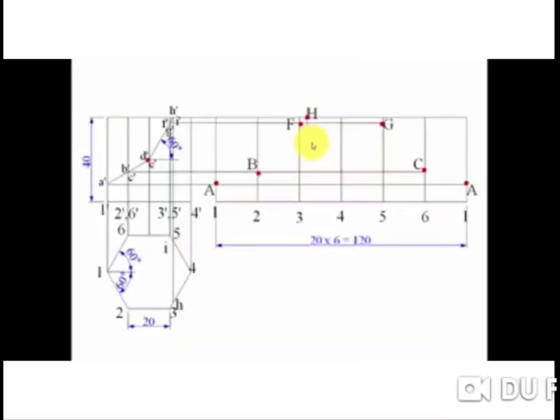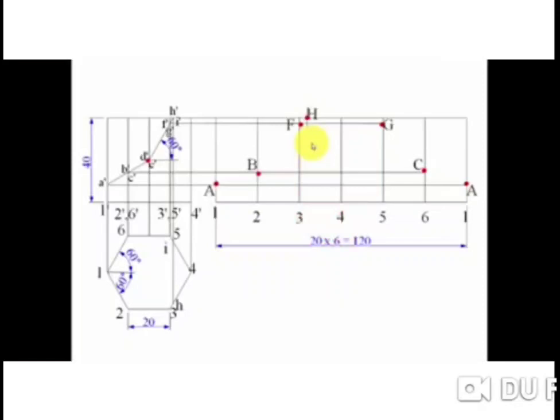Now how to transfer these points? This is the most important key in these problems: the cutting plane not only cuts the generator but also cuts the top face. Now this point has been transferred. Here is shown the H point. The H point lies on which edge? On 4 and 3.